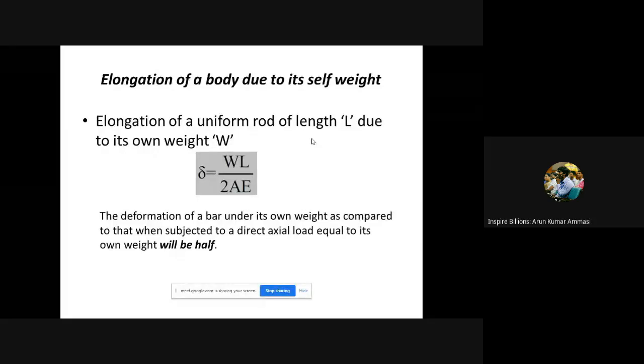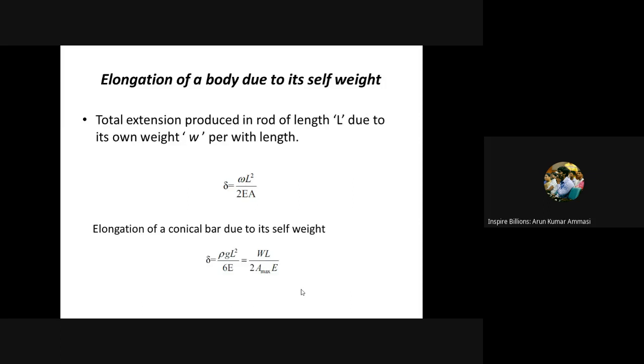So this is the equation that gives the relationship between the elongation of a body due to its self weight, and when we measure the deformation of the material under its self weight compared to when it is applied with a load, it will be half. And if we are evaluating the elongation of a conical bar, the same equation can be applied by considering the maximum area of the conical bar, which means considering both the shorter and the longer opening.